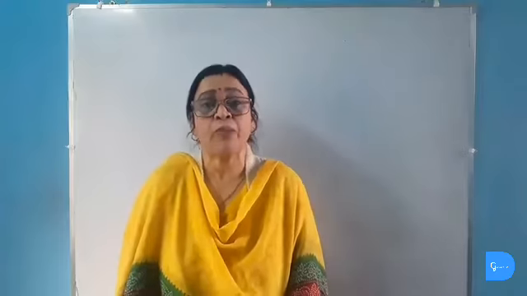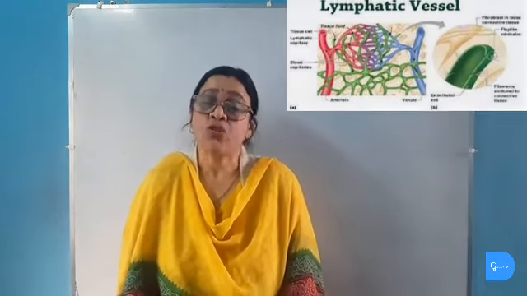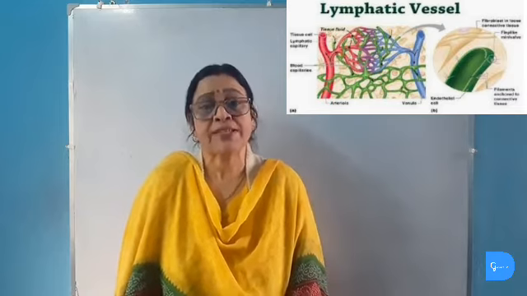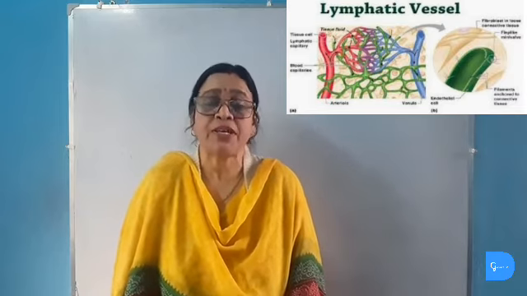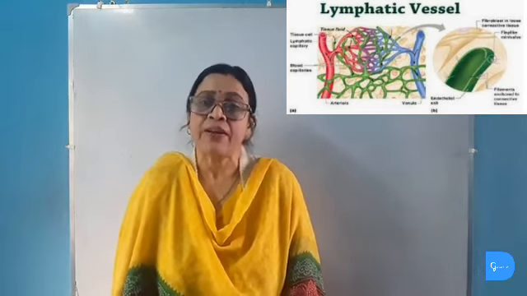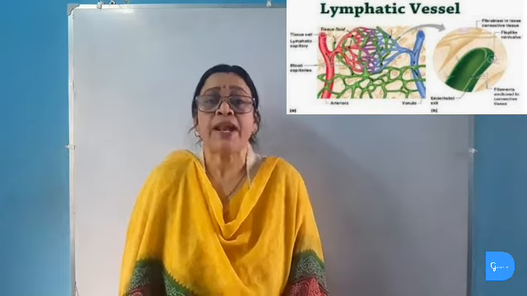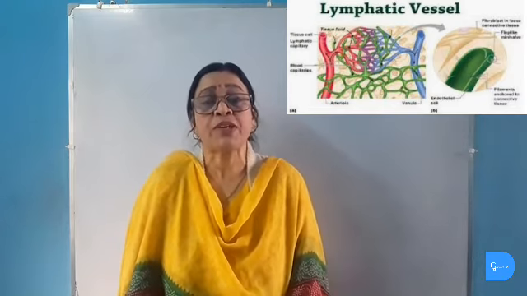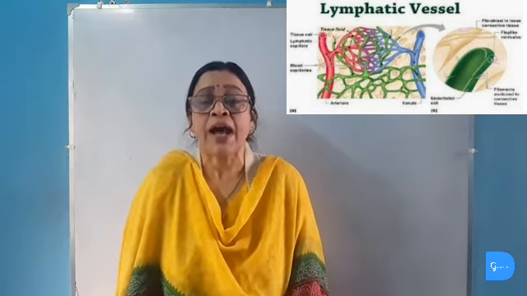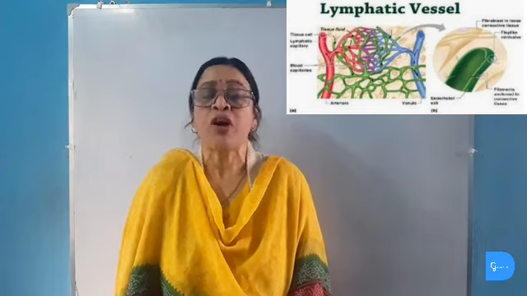Today we are going to study about lymph and lymphatic system. So what is lymph? Lymph is another circulatory fluid of our body which is present in lymph vessels and lymph gland. Lymph contains a large number of lymphocytes like T cells and B cells, which are special types of white blood cells and are responsible for the immunity of our body.